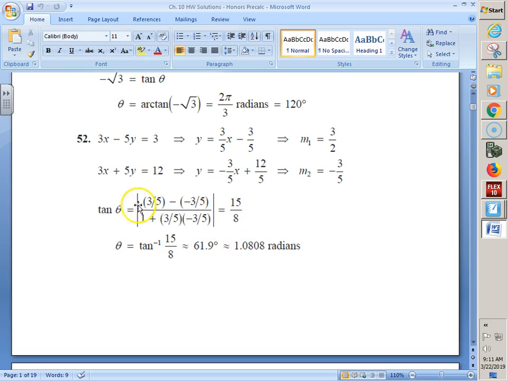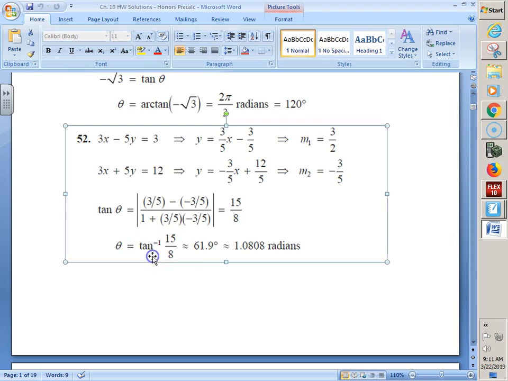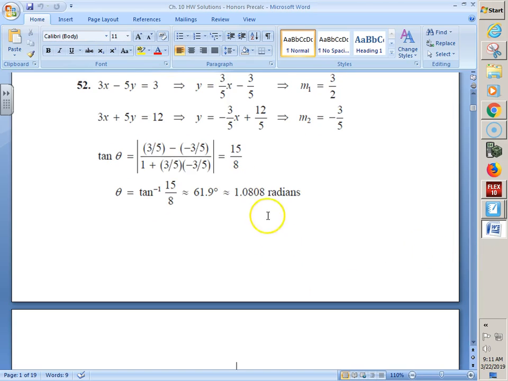You were looking for the angle, and to find the angle, what did you have to do to both sides? Got him, coach. 61.9 or 1.0808. Wow, that was way more decimals than most of you would have put.